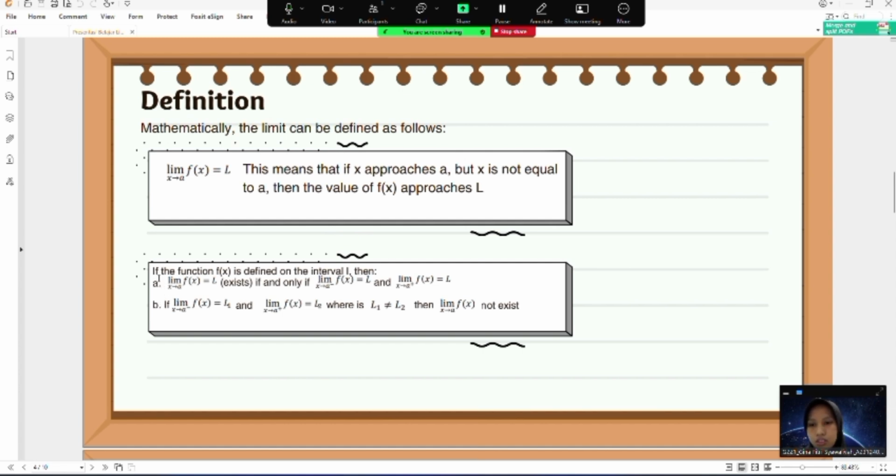Next, if the function f(x) is defined on the interval, then for section A, limit as x approaches a for f(x) equal L exists if and only if limit as x approaches a from the left for f(x) equal L and limit as x approaches a from the right for f(x) equal L. For section B, if limit as x approaches a from the left for f(x) equal L1 and limit as x approaches a from the right for f(x) equal L2, whereas L1 is not equal L2, then the limit as x approaches a for f(x) does not exist. That's for the second definition.